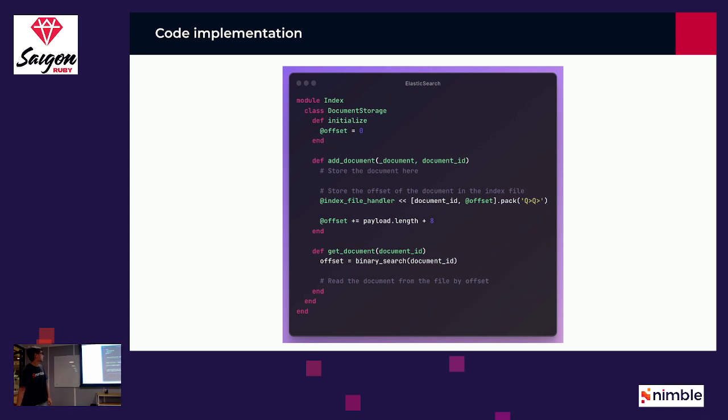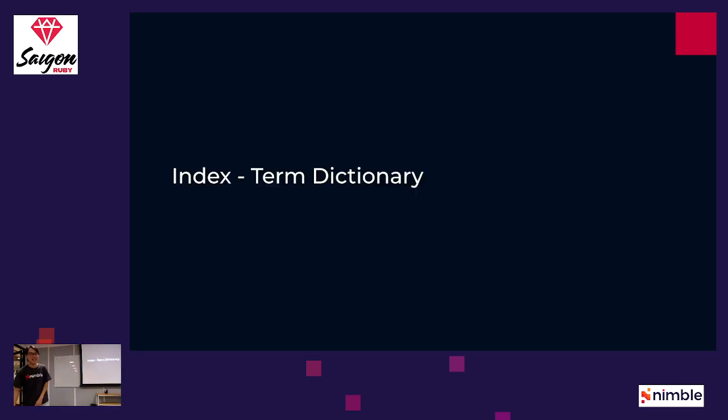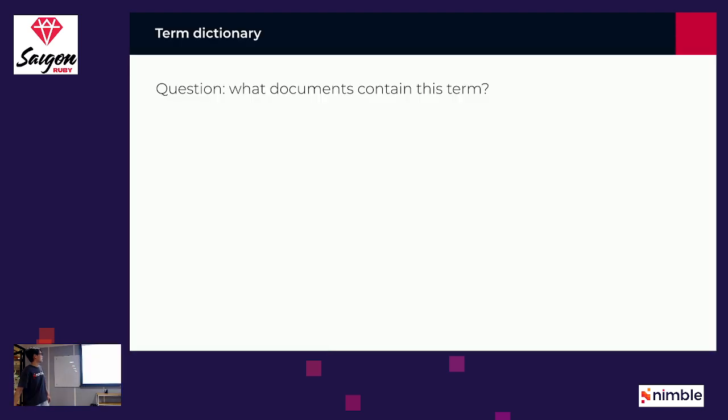All right. So that's pretty much it for the document storage. You've got only 2 APIs. I'm done with it. Okay, I'm way out of time. Let's try and go even faster. Okay. So the second component is the term dictionary.